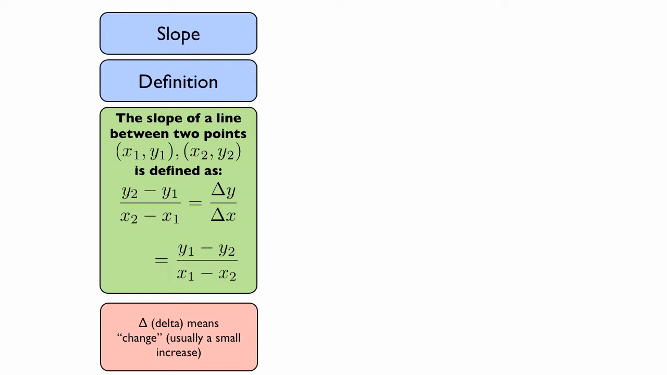You can see this mathematically by the fact that y2 minus y1 times negative 1 is going to be equal to y1 minus y2, and the same thing with the denominator. So we're multiplying both the numerator and the denominator by negative 1, and so they both cancel. And so those two fractions have the same value.